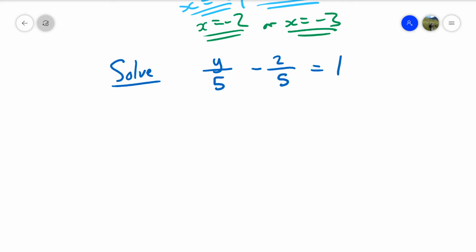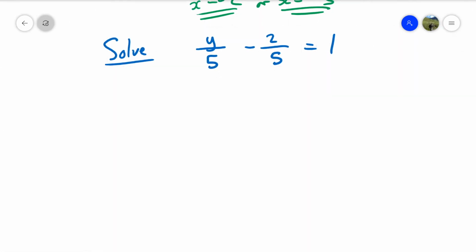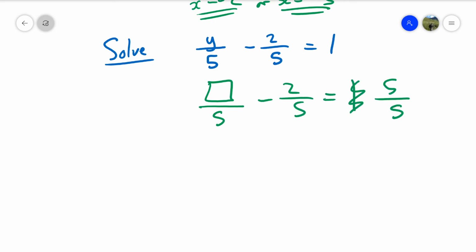Have a go in your own time. Okay, I'm going to do this by inspection. I'm going to say something over 5 minus 2 over 5 must be equal to 1. Well, let's say, 1 is obviously 5 over 5, so something minus 2 is 5, so that must be 7. So y equals 7. That'll do.